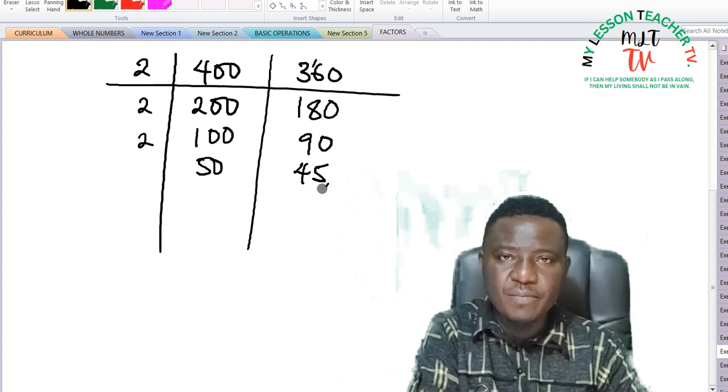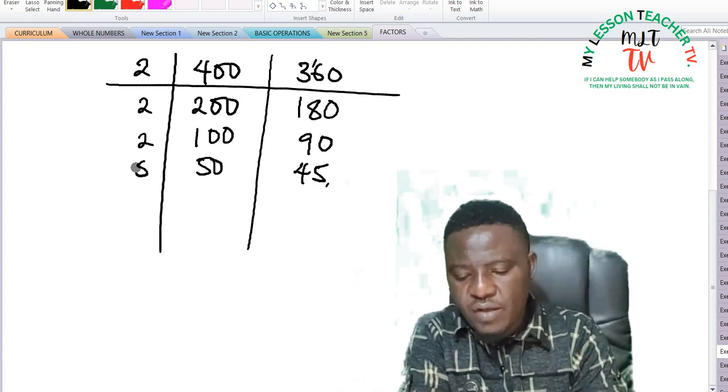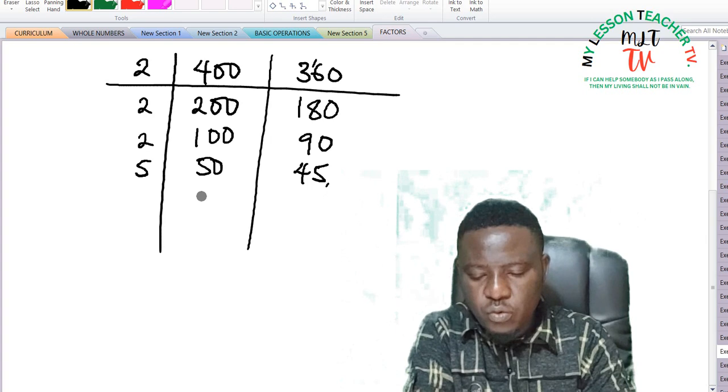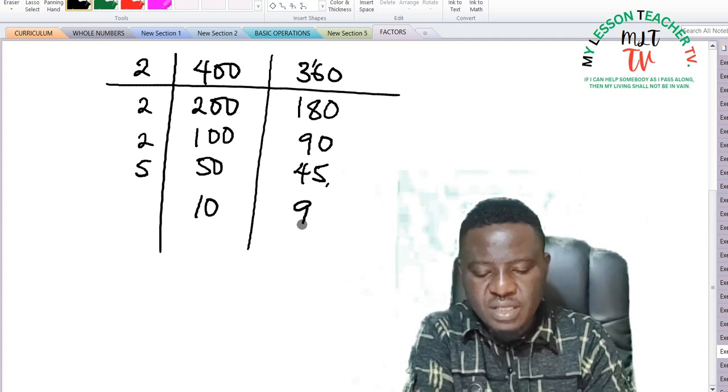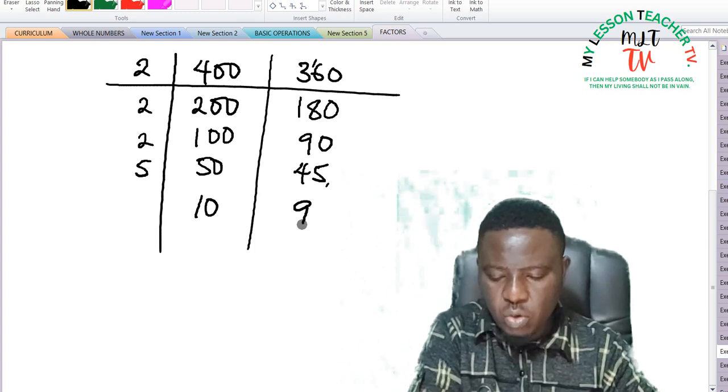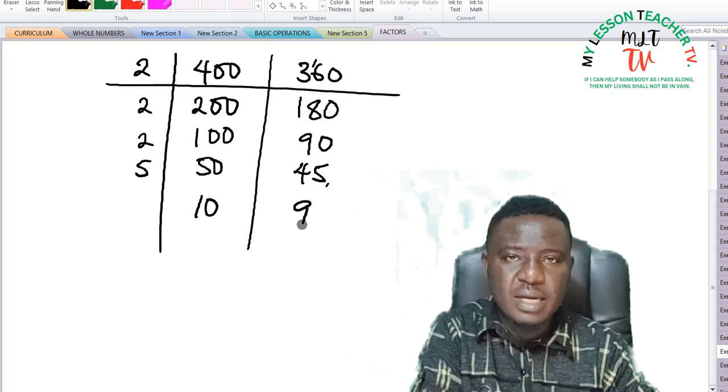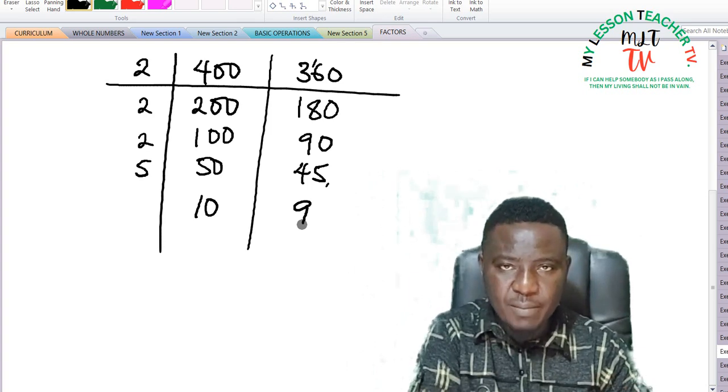Yes, 5 can divide because the rule for divisibility by 5 is that the last digit must either be a 0 or a 5, or we say it is a multiple of 5. So 5 can divide. 5 into 50 is 10 times. 5 into 45 is 9 times. Now there is no other factor that can divide 10 and 9 without a remainder.